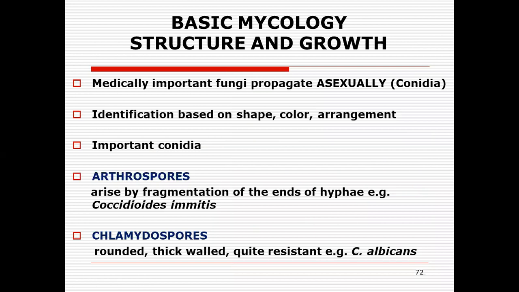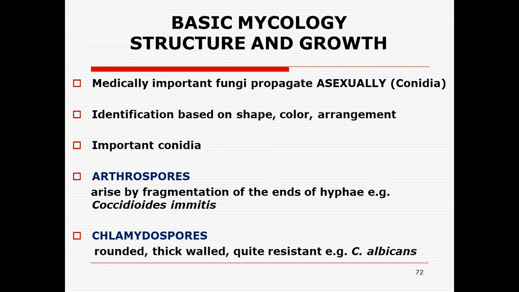So the medically important fungi, like Candida for example, propagate asexually, and the asexual spores are known as conidia. As we have seen, the spores in the case of mycotic cells exist as asexual spores. The identification of the mycotic cells, like aspergillosis, histoplasmosis, coccidioidomycosis, or candidiasis, is based on the shape of the microorganism and the spores, the color of the spores, and the arrangement of the spores, the hyphae and pseudohyphae, and all that.